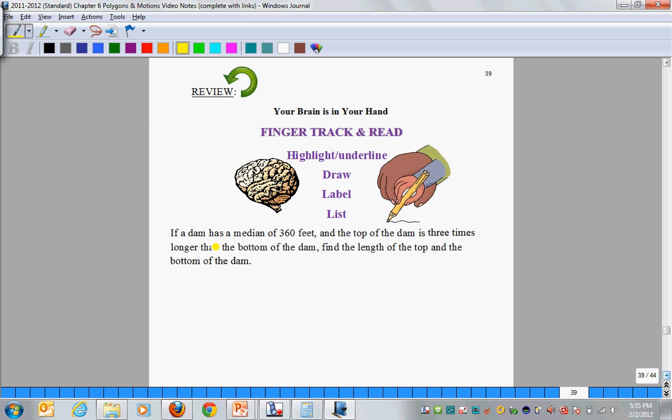We are told that if a dam has a median of 360 feet, the top of the dam is 3 times longer than the bottom of the dam. Find the length of the top and the bottom of the dam. So we finger tracked, read, highlighted, and underlined. Now we're going to draw, label, and list everything.